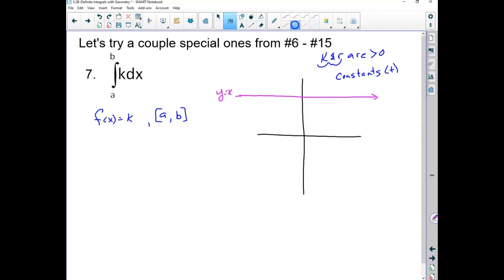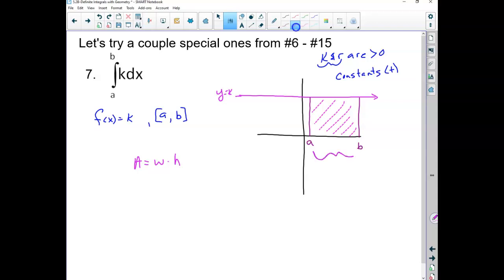A and B can both be negative. A could be negative and B could be positive. They both could be negative. It really doesn't matter where you put them. So I could say, here's A, here's B. Bottom line, we're looking at the area of a rectangle now, aren't we? Well, what are my dimensions of the rectangle? Area equals width times height, however you want to see it.